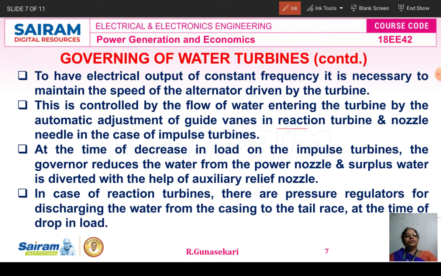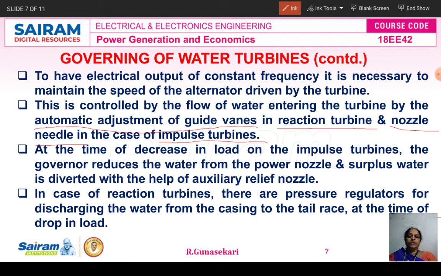If we are using a reaction turbine as the water turbine, how do we control the flow of water? By the automatic adjustment of gate vents. Suppose an impulse turbine is used as the water turbine, then by the adjustment of the nozzle, we can control the flow of water entering the turbine.